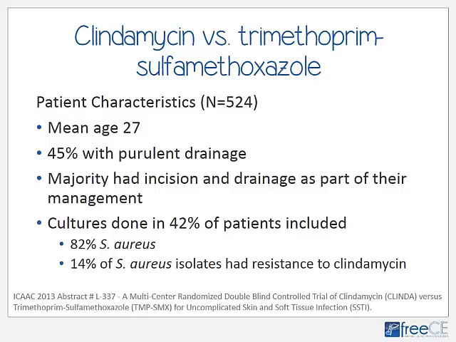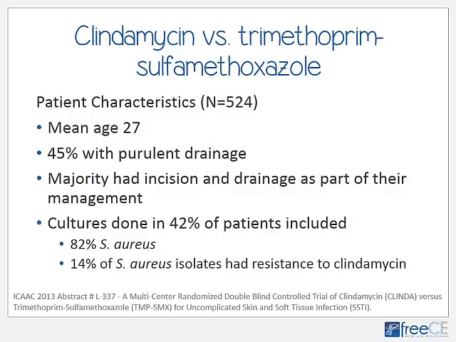In terms of the study participants, a total of 524 patients at 4 different sites in the United States were enrolled. They had a mean age of 27. So again, we're talking about a younger group of patients. 45%, so almost half of them, had some sort of purulent drainage, kind of leading us to think that they had potentially methicillin-resistant Staph aureus.